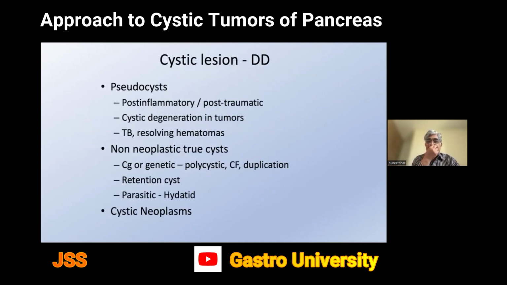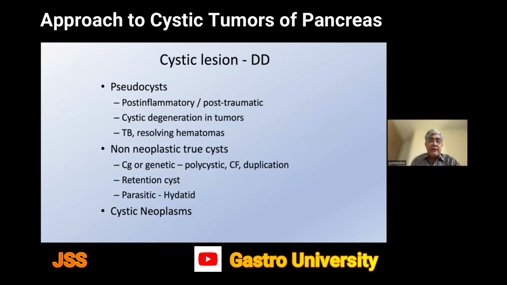So the differential diagnosis of a cystic lesion includes pseudocysts, which can be after inflammation, after acute pancreatitis, or after trauma. The trauma can disrupt either the pancreatic parenchyma or the duct, and some of the pancreatic ferments can leak out, and this liquid can collect as a pseudocyst. Tumors themselves can have cystic degeneration, but they don't have a lining.